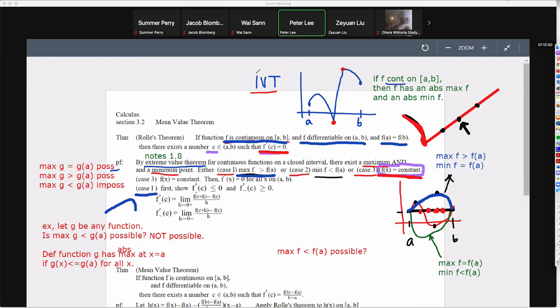So now if I write all the assumptions for this part of the theorem, how many assumptions do we have to prove case 1? How many assumptions do we have here? One assumption, the first assumption, the second assumption.